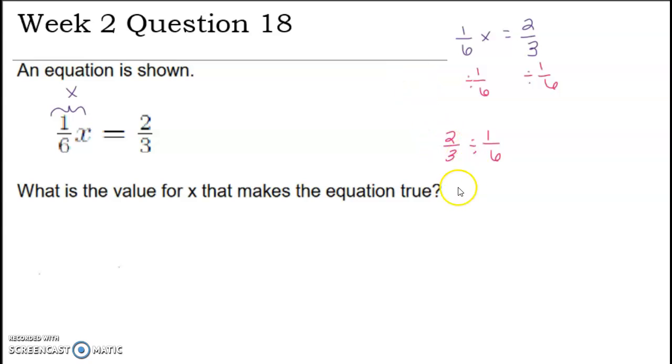That's keep, change, flip. So keep, change, flip. 2 times 6 is 12. 3 times 1 is 3. And I know that 12 divided by 3 is 4. That's all your answer is. So you would just put 4.